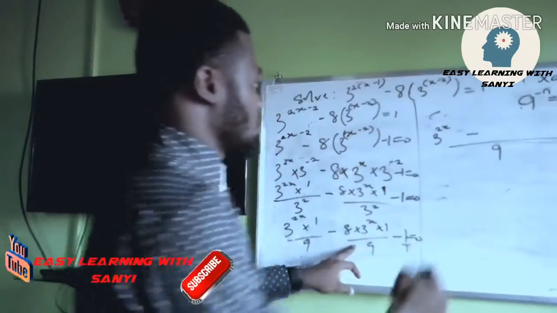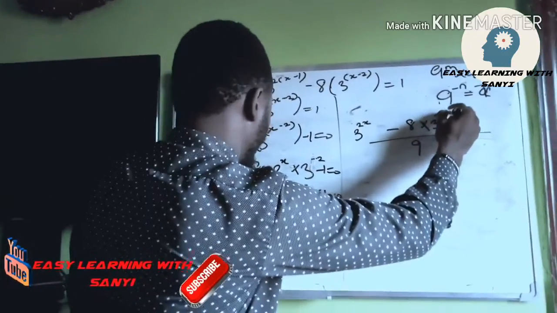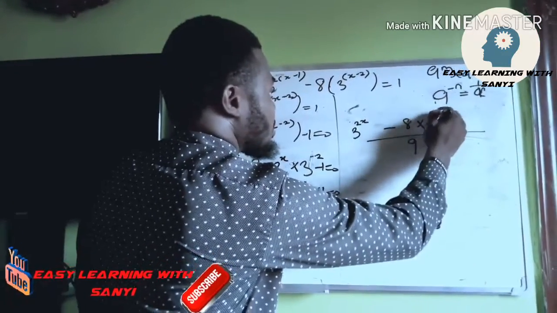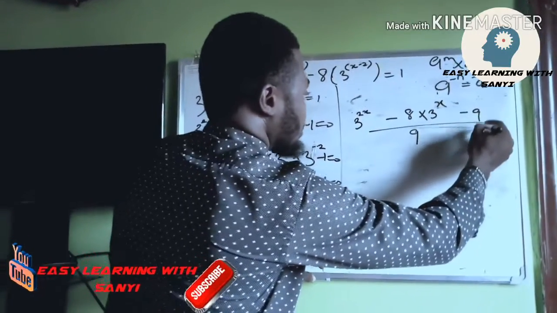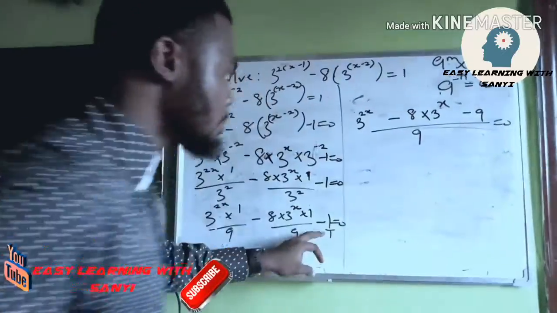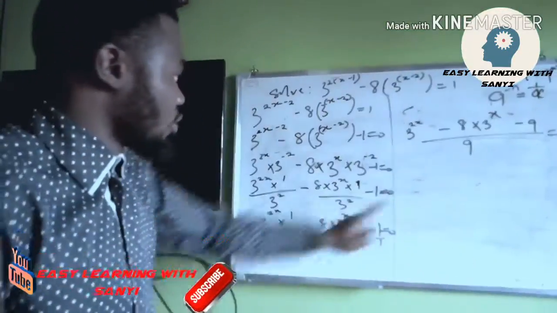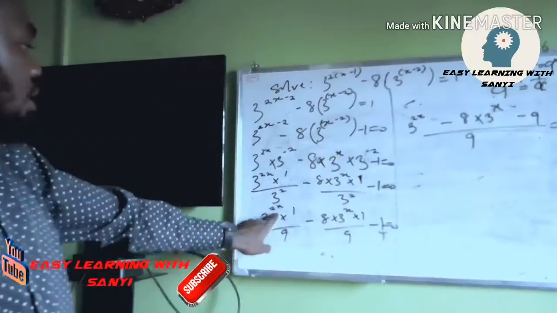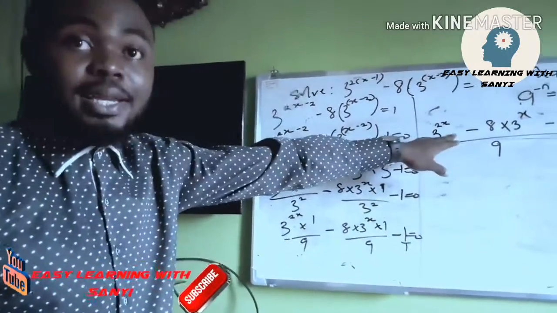Minus 8 times 3x minus 9 equals 0. How did I get this? 9 goes here one time, times 3 raised to the power 2x times 1. 3 raised to the power 2x times 1 is 3 raised to the power 2x. So that's why I left it like this.